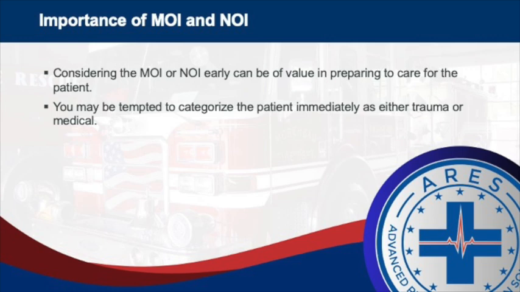When you reach this step in your assessment, it's not enough to simply say you're assessing the MOI or NOI. You've got to verbalize what you actually think it is. Is the MOI a high-speed vehicle collision? Is the NOI a suspected stroke? Say it out loud. By doing that, you're forcing yourself to process the situation, justify your treatment priorities, and set a clear path for the interventions you'll perform.